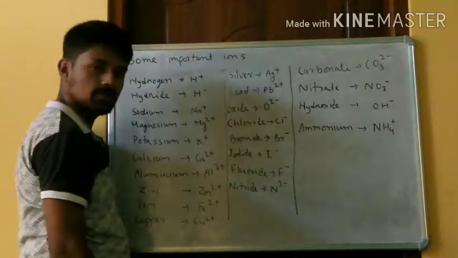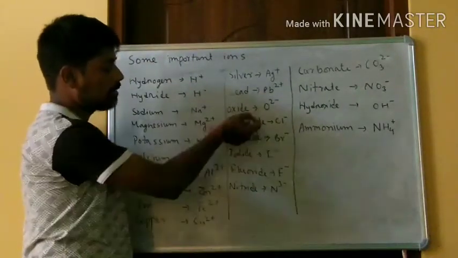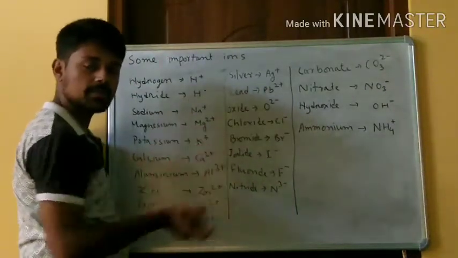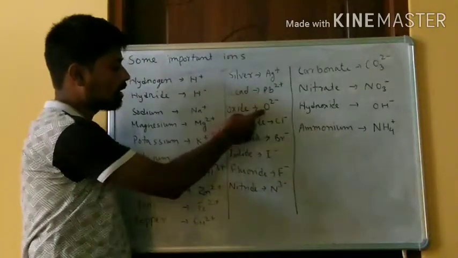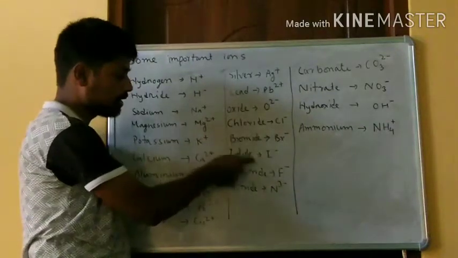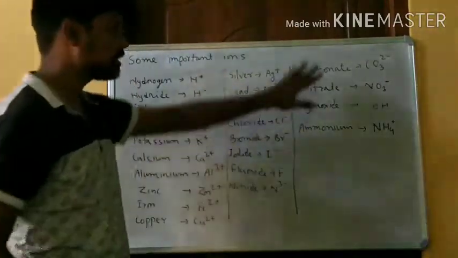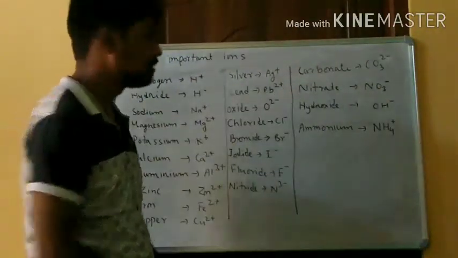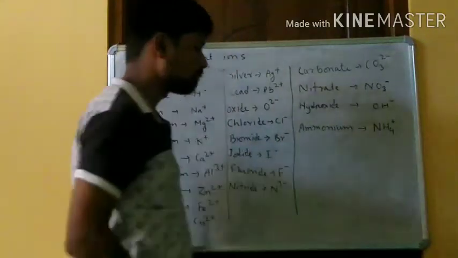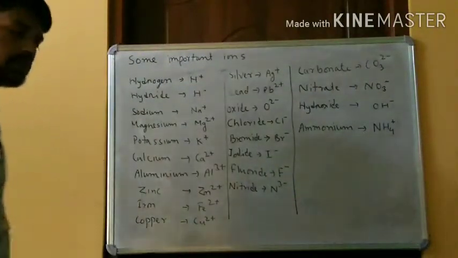In ionic form, negative ions are, suppose, oxide. Oxygen, earlier in elemental form, is known as oxygen, but in ionic form it is known as oxide. Similarly, chlorine is known as chloride, bromine is known as bromide, iodine is known as iodide, fluorine fluoride, and these are some polyatomic ions: carbonate, nitrate, hydroxide, ammonium ion. These are frequently used ions. So pause the video and write it down.